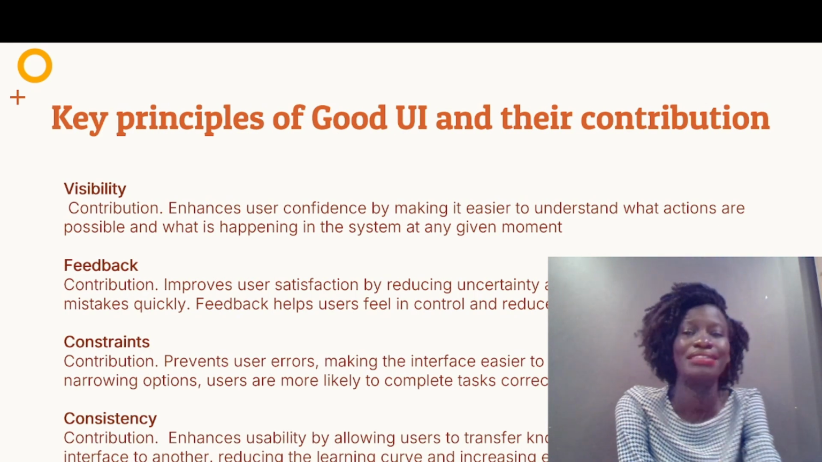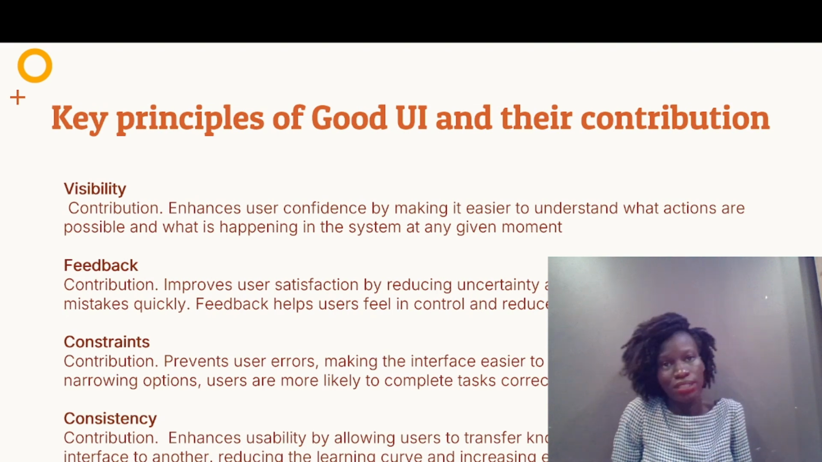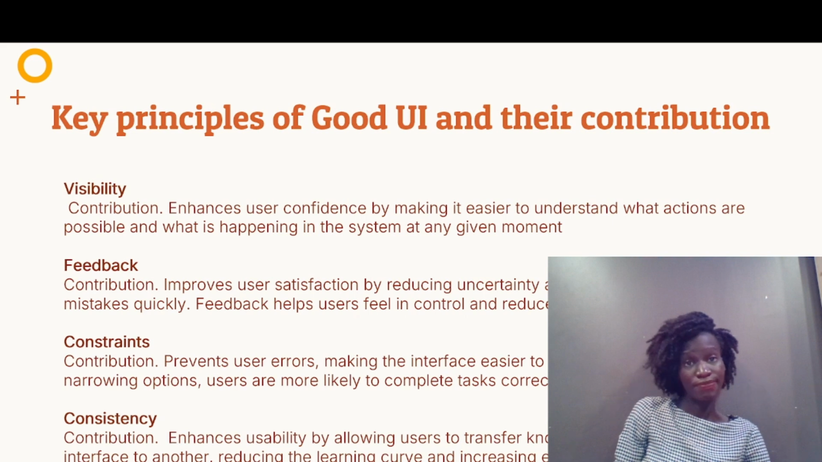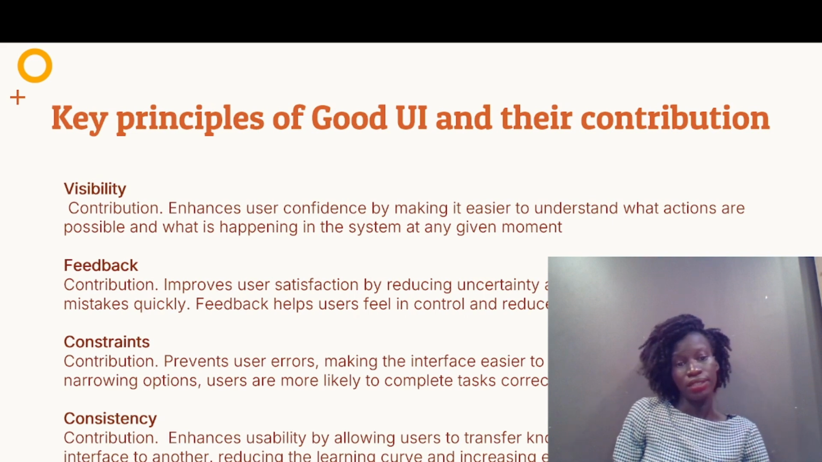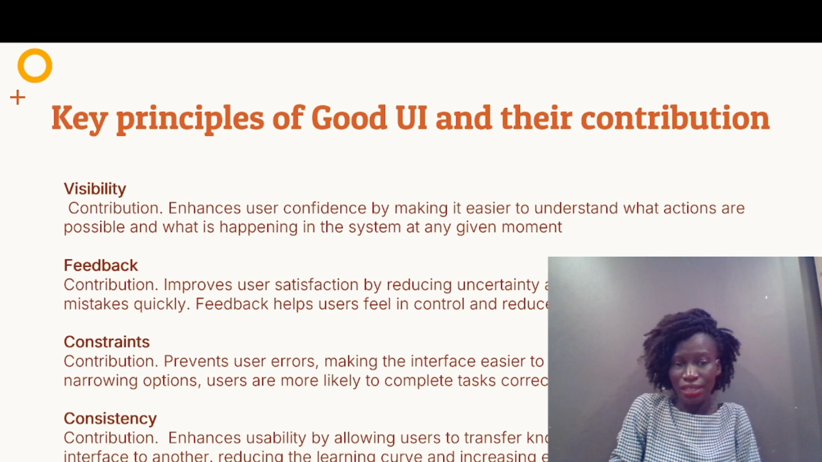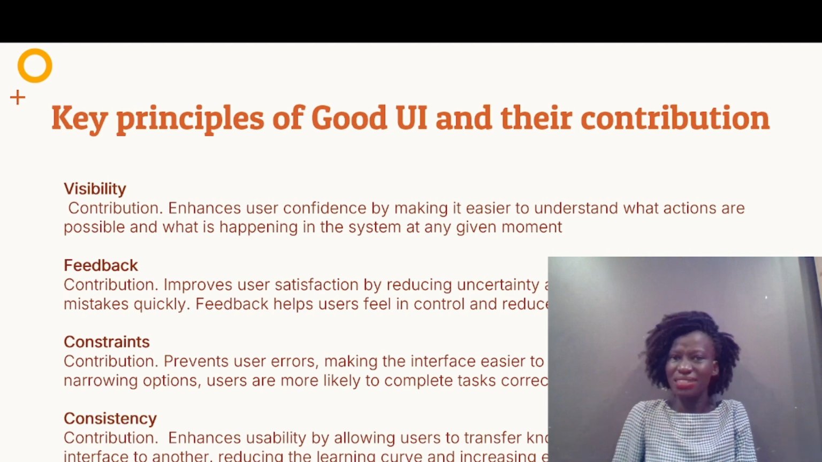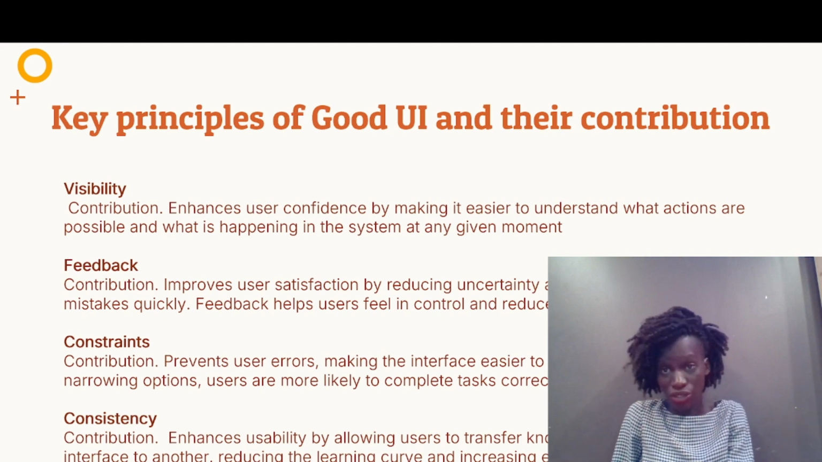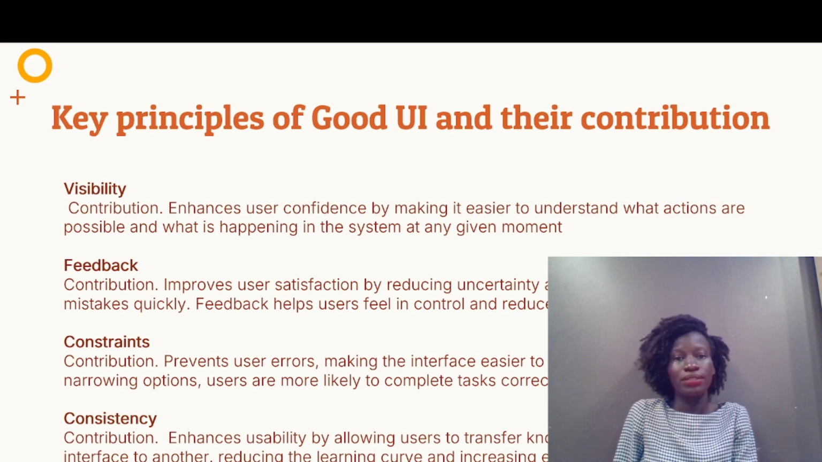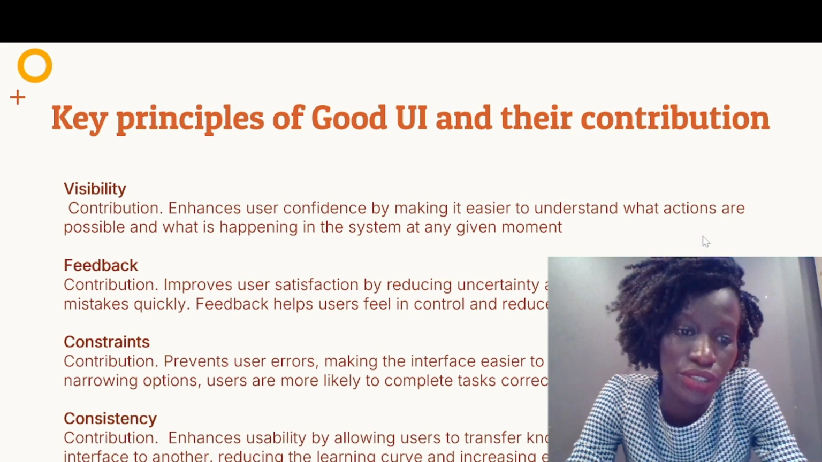We have constraints. Design the interface in a way that prevents users from making mistakes or limits the action to valid choices. This prevents user errors, making the interface easier to use and more reliable. By narrowing options, users are more likely to complete tasks correctly. Then we have consistency. It enhances usability by allowing users to transfer knowledge from one part of the interface to another, reducing the learning curve and increasing efficiency.